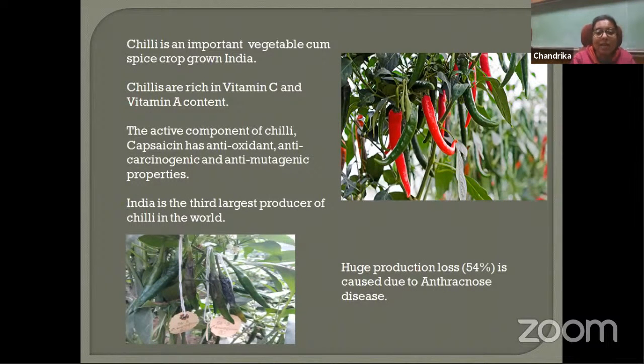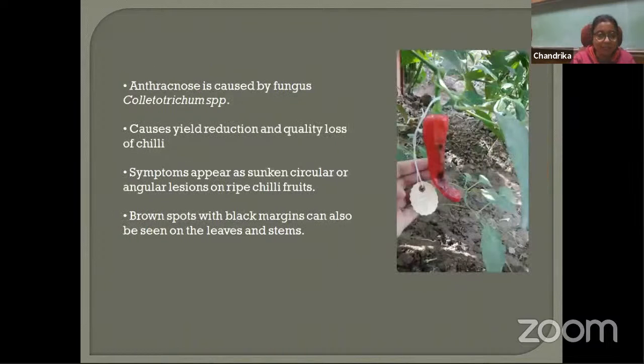India is the third largest producer of chili in the world, but around 54% of production loss is caused by anthracnose disease. Anthracnose disease is mainly caused by the fungus Colletotrichum. It causes yield reduction and quality loss of chili. Symptoms appear as shrunken, circular or angular lesions on ripe chili fruits. Brown spots with black margins can also be seen on the leaves and the stems.